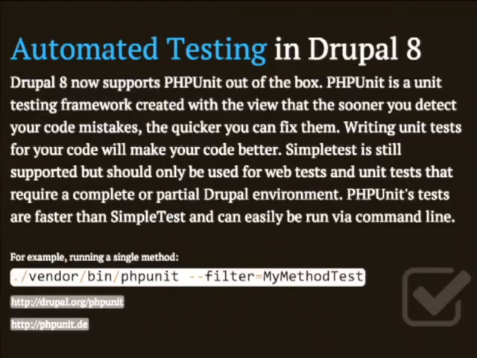So automated testing in Drupal in general, when we talk about it, in the past and really still in the present, we're doing a lot of automated testing with SimpleTest. And so this is supported still, but it's not really recommended if you can avoid it, because we can do testing with PHPUnit. It's included out of the box. And the view behind PHPUnit is that the sooner you detect code mistakes, the quicker you can fix them. So you should be able to create a bunch of little tiny failing PHPUnit tests when you first start creating a new module, and you should be able to then do test-driven development with it much easier because you can run these from the command line.